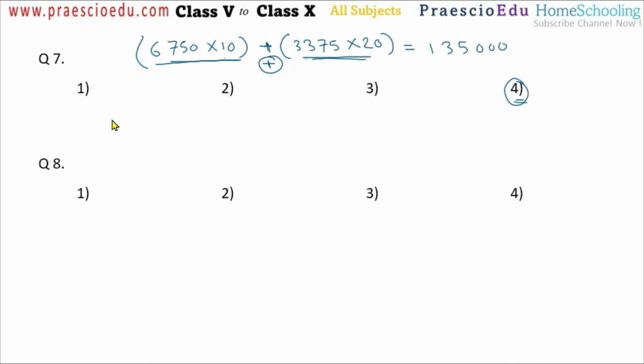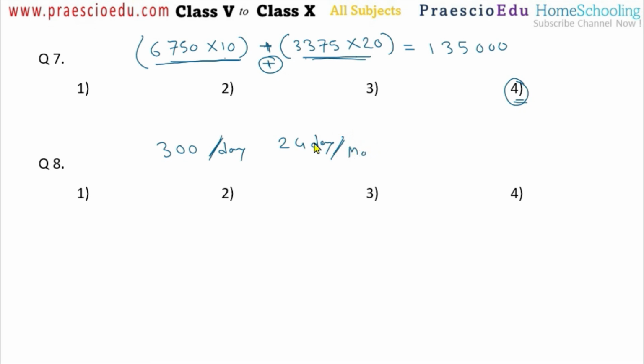Now, question number 8. In a factory 300 toys are manufactured per day. 300 toys per day. Per day means this is also symbolic format. In a particular year, the factory works for 24 days a month. 24 days per month, I'm writing per month. How many toys were manufactured in that year?